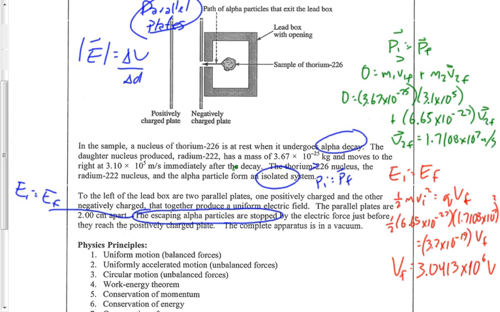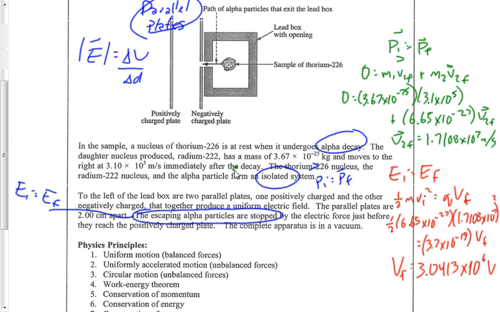Wait a second. Simon, I just told you we can't use E equals delta V over delta D yet because we didn't know what the potential difference was. Now we do. So let's try Simon's thing now. Okay, let's go back to E is equal to delta V over delta D and see what happens here.